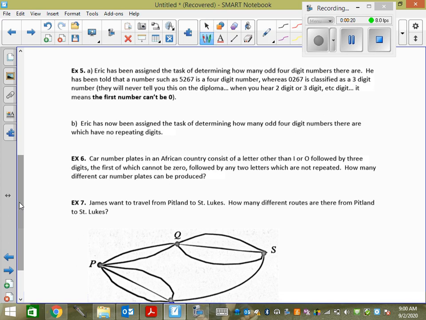Okay. How do we know if something is odd? Put your hand up if it's an odd number. Put your hand not up if it's an even number. Hand up, odd. Hand not up, even. Got it?